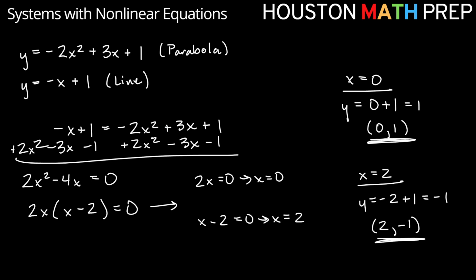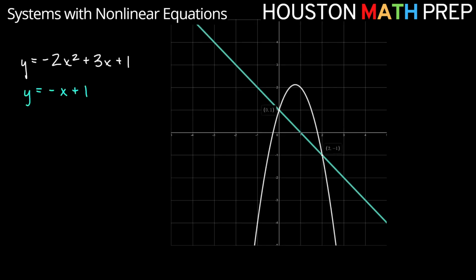I'm going to move over to the graph here, and you should be able to see that (0, 1) and (2, -1) are our solutions for this nonlinear system. We have our parabola that opens down. We have our line, of course, with slope negative 1 and y-intercept positive 1. And you can see (0, 1) and (2, -1) satisfy the system here.